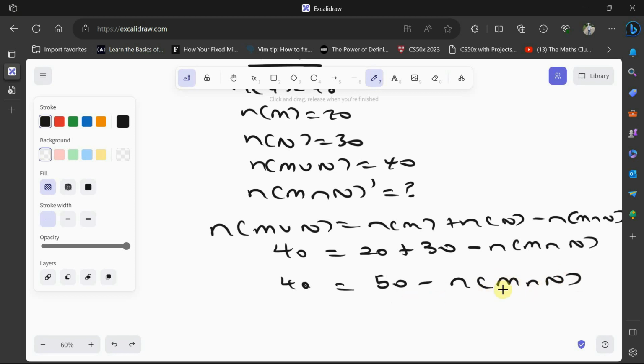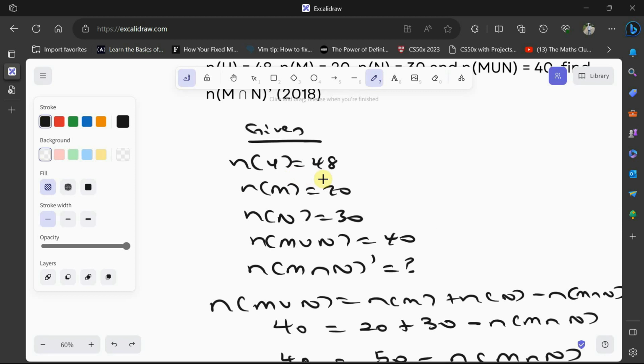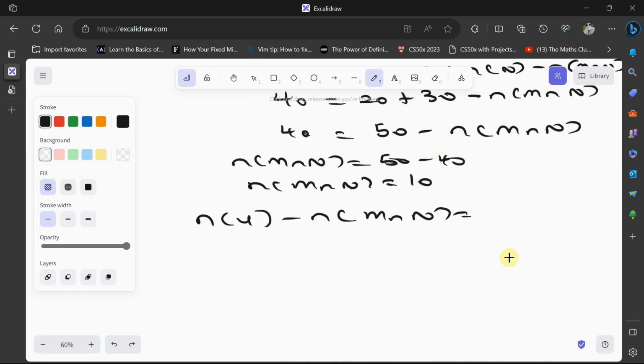If I collect like terms, let me carry this one to the other side. That will be n(M intersection N) is equal to 50. If I carry this 40 to the other side, that will be minus 40. So the n(M intersection N) in this case is 10, right? But they told us that we should find the prime of it. That means from the universal set, we need to take out, like, we want to find the number of people. So if people that study both is 10 and number of people in the class is 48, we want to find the number of people that don't study both really, and that will be n(U) minus n(M intersection N). So that will be 48 minus 10, and that will give me 38. So 38 people don't study both.